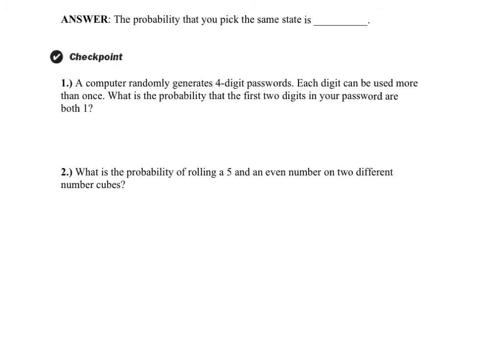All right, let's practice a couple more where we are calculating the independent probabilities of events. Number 1, a computer randomly generates 4-digit passwords. Each digit can be used more than once. That's what makes it independent, that you can choose the same one more than once. What is the probability that the first 2 digits of your password are both 1? All right, so since it's probability, I put my label at the beginning. This is the probability of generating a 1 and a 1 again. Again, the key word there is and instead of or today.